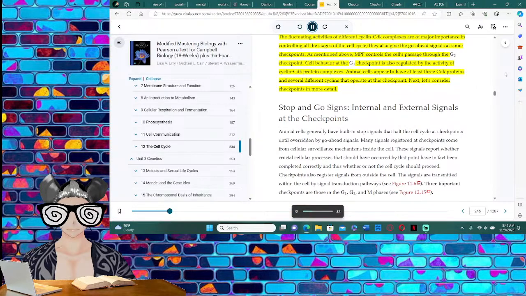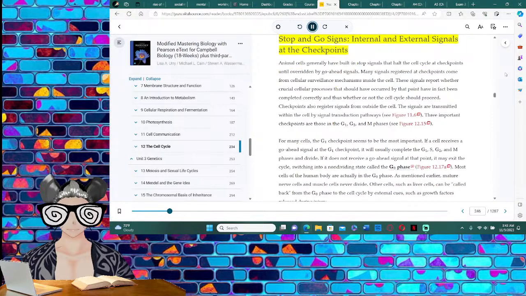The fluctuating activities of different cyclin-CDK complexes are of major importance in controlling all the stages of the cell cycle. They also give the go-ahead signals at some checkpoints. As mentioned above, MPF controls the cell's passage through the G2 checkpoint. Cell behavior at the G1 checkpoint is also regulated by the activity of cyclin-CDK protein complexes. Animal cells appear to have at least three CDK proteins and several different cyclins that operate at this checkpoint. Next, let's consider checkpoints in more detail.